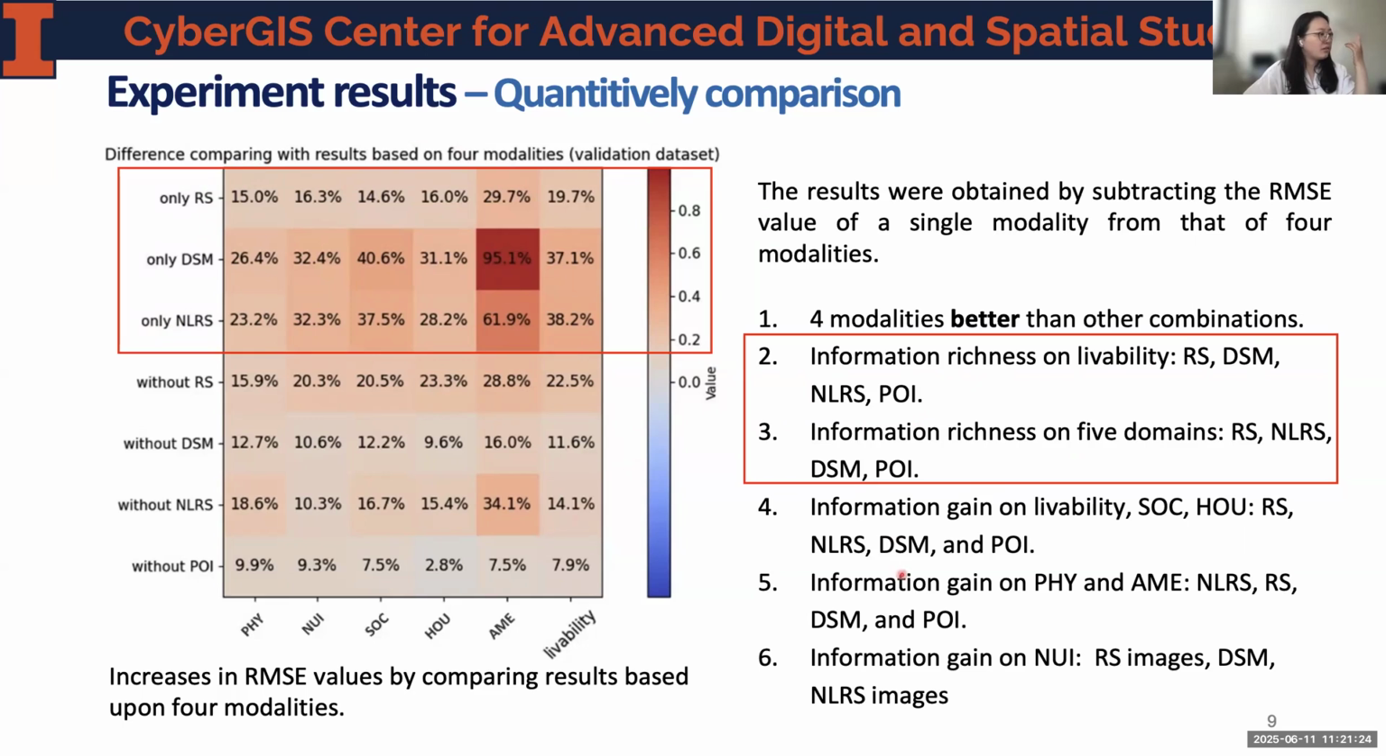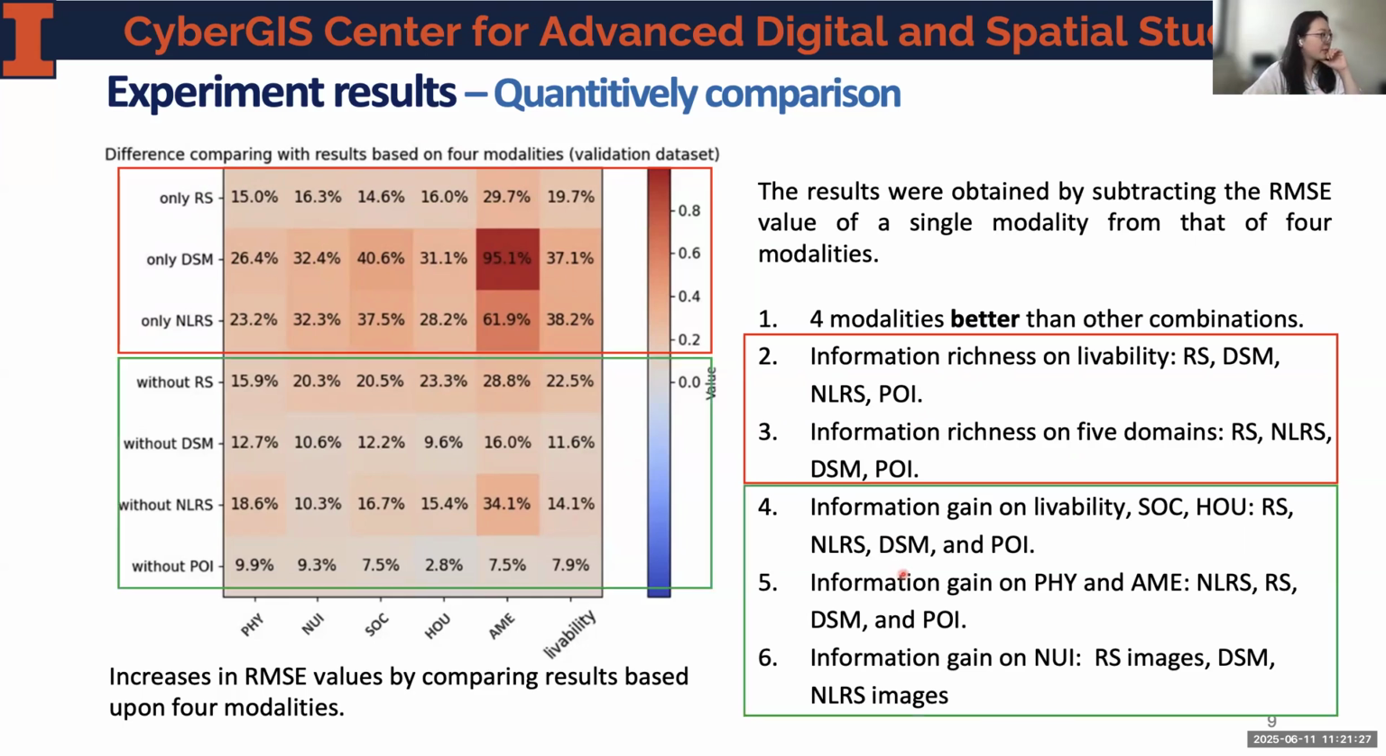Also, we can analyze the information gain of different modalities. The information gain means that when we involve these modalities, they can introduce much more new information. So we can say that when we remove the satellite imageries, the RMSE decrease is the largest. So we would say that the information gain of the RS is the largest, followed by the NLRS, DSM, and the PY on the overall livability score.